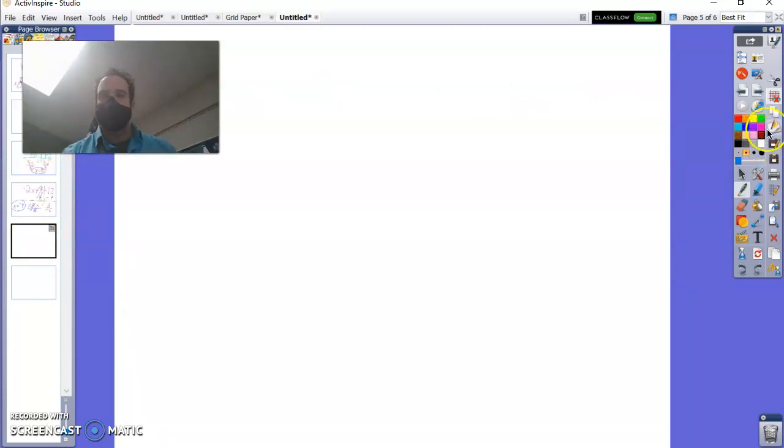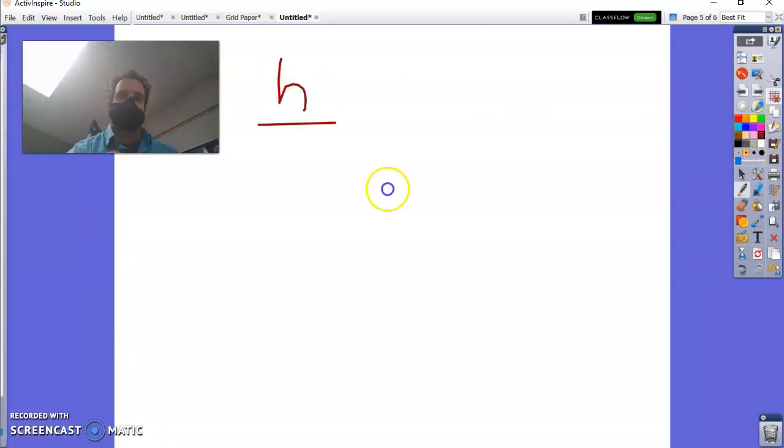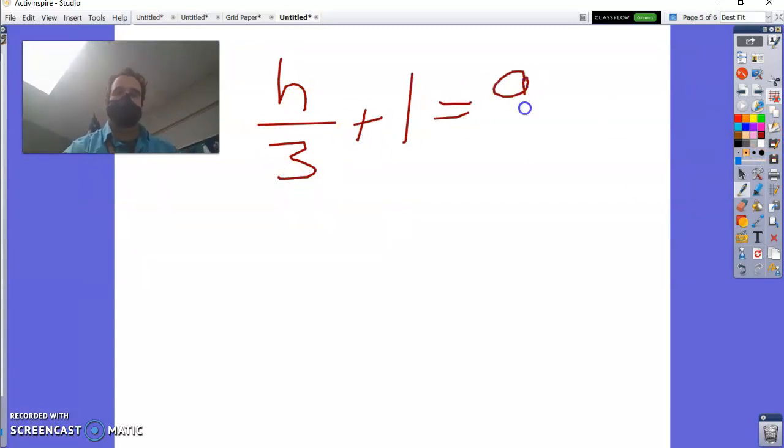So let's do h over 3 plus 1 equals 9. Just change the variable so it's not always x. It doesn't have to be x. It can be y, h, m, p, whatever. It can be a little piggy sign for all you care.